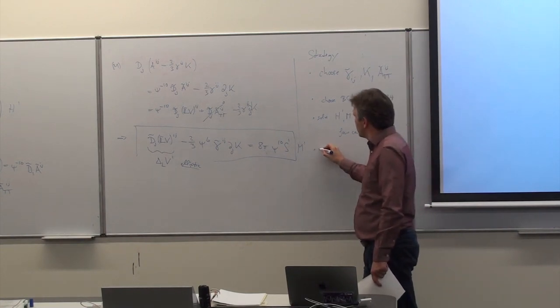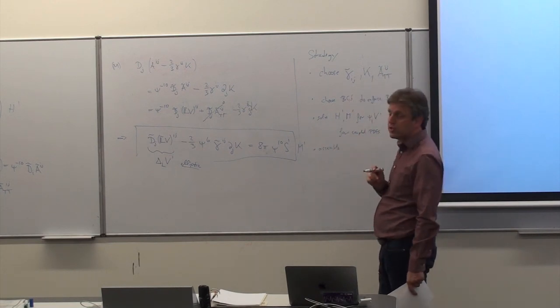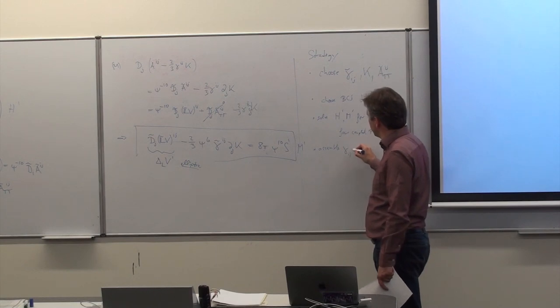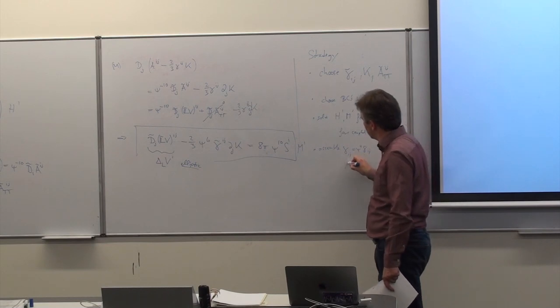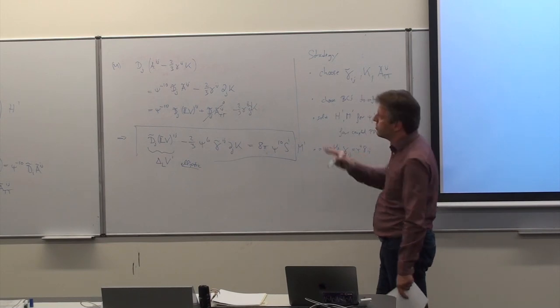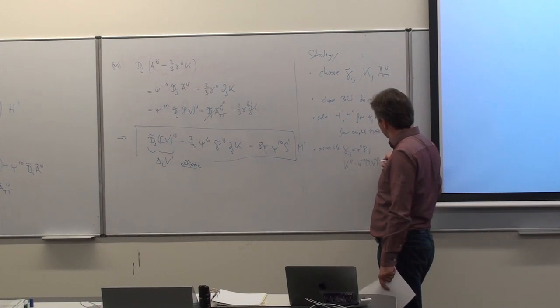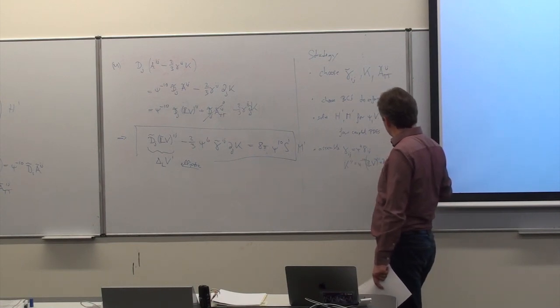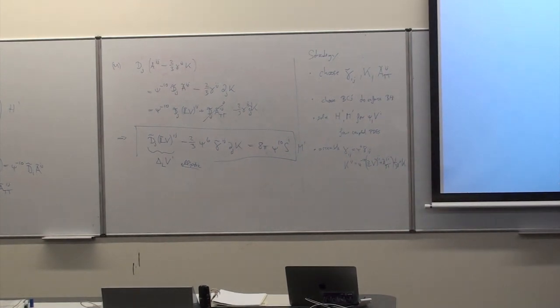And then one assembles the physical solution one's actually interested in: gamma ij as psi to the 4 gamma tilde ij, and K_ij is given by the lengthy formula over there. A psi to the minus 10, L tilde V ij plus A tilde ij dt, plus the trace piece. At that point, one is done.